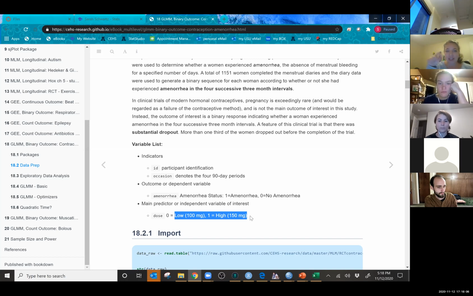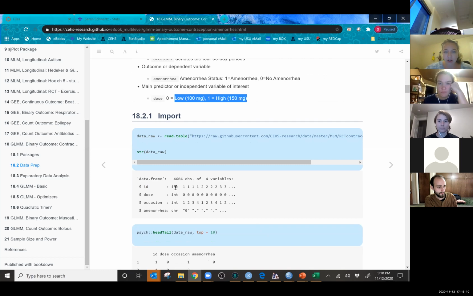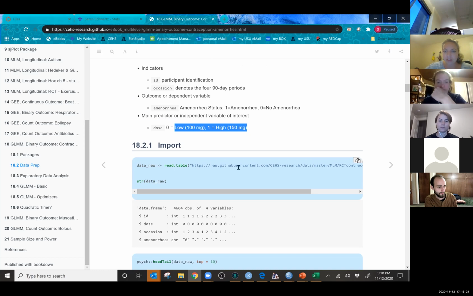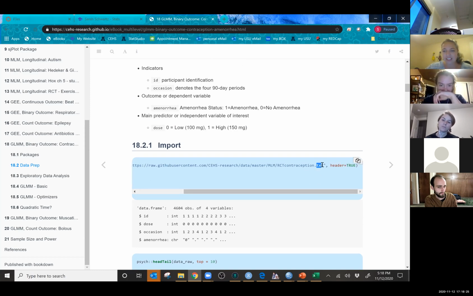So we have repeated measures, but an outcome that's 0 or 1. Here I pulled the data in. It's very small, only 4 variables: ID, dose, occasion, and the outcome. This was on their website as a text file, TXT. Text files you can read in very easily in R. You just do read.table. This is a comma separated text file.